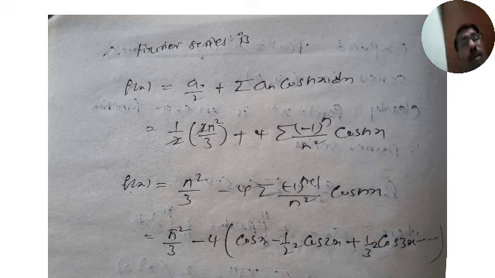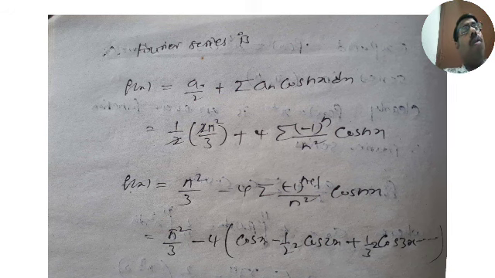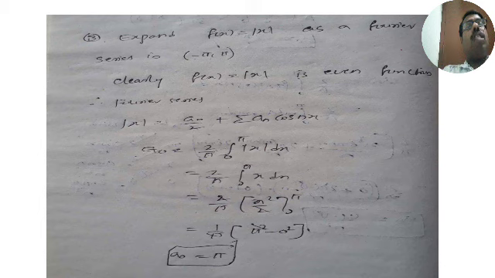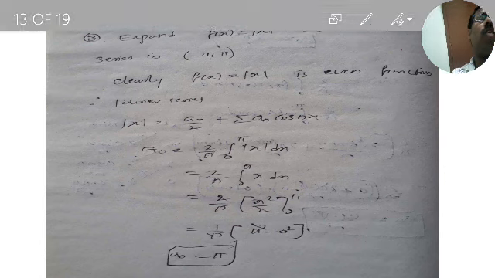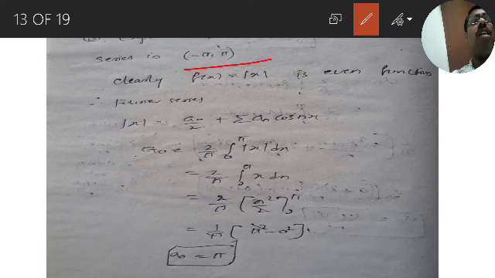Okay. So another 15 minutes more, so you can go for the next problem. So let us go to the next problem. Expand f of x equal to mod x as a Fourier series in minus pi to pi. So see the function and see the interval. The interval is minus pi to pi.